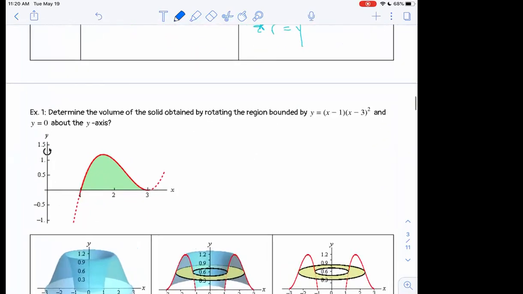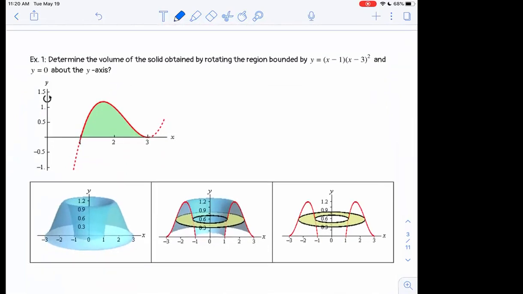So example number 1, we said, was like this: determine the volume of the solid obtained by rotating the region bounded by y equals x minus 1 times x minus 3 squared and y equals 0 about the y-axis. Okay, so we've seen this diagram before. We've got this polynomial, we have this little green region, and we're rotating it around the y-axis. And when we first looked at this problem, we tried using washer method.